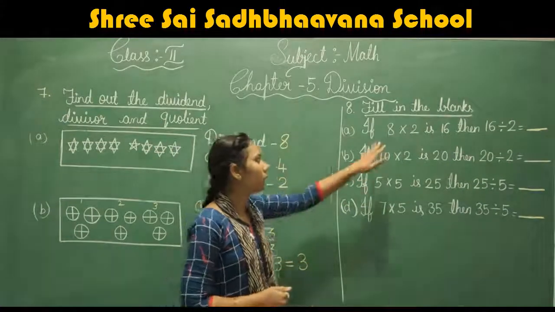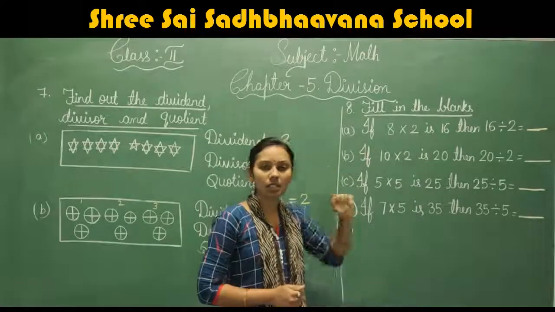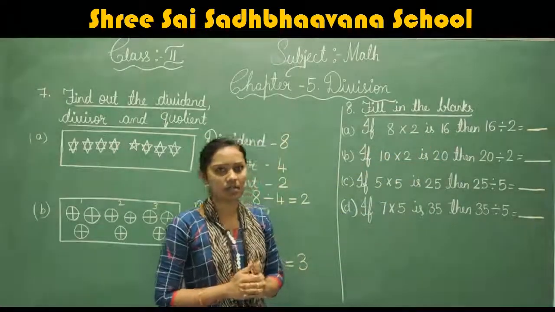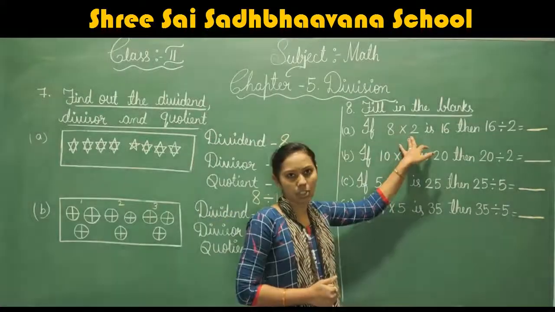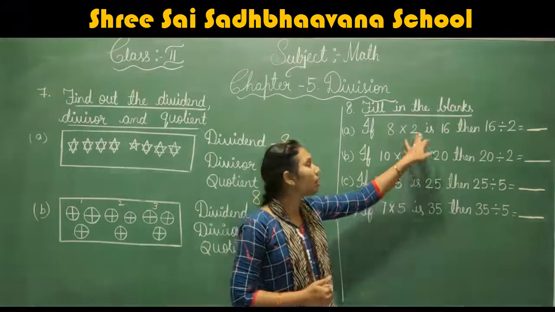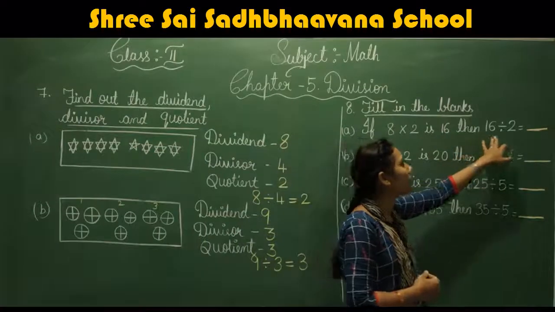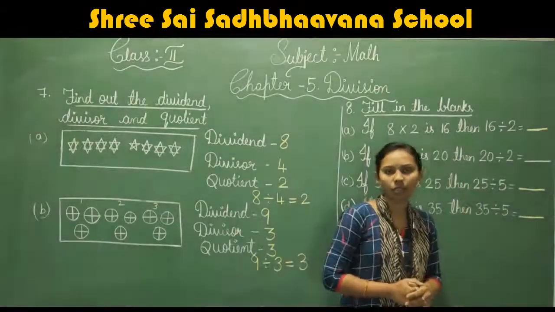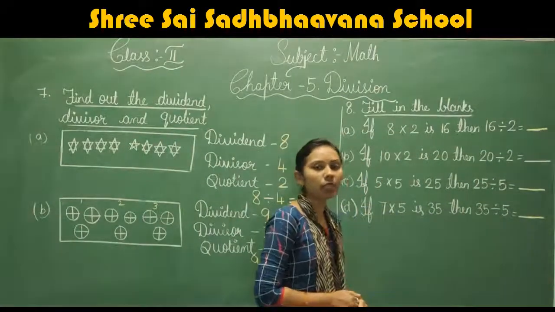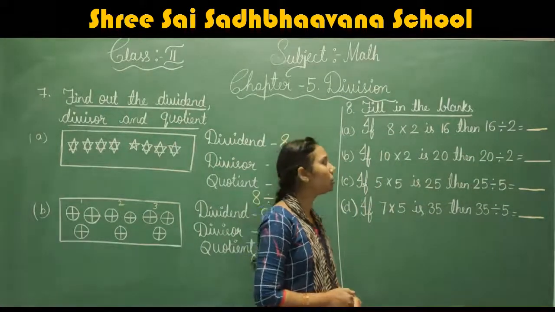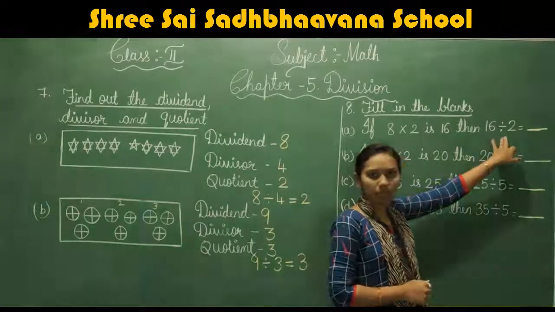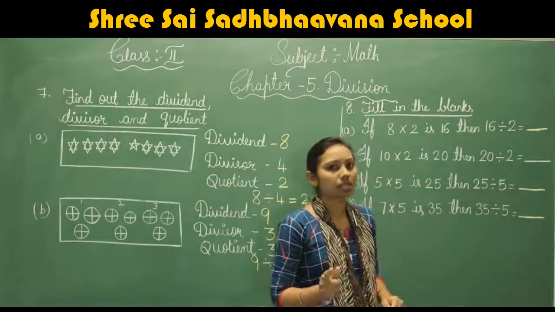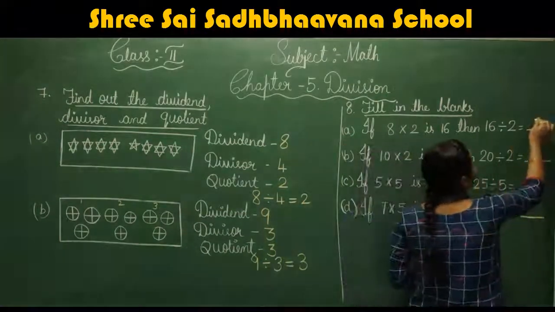So the question is 8 twos is 16. 8 into 2 is 16 is nothing but 8 twos is 16. That is your multiplication fact. Then you are going to find the division fact, 16 divided by 2. So you are going to see the tables and see how many times 2 goes into 16. Yes, 2 8s are 16.